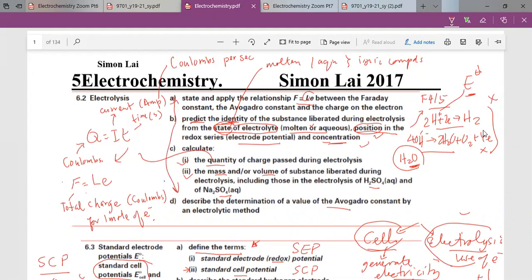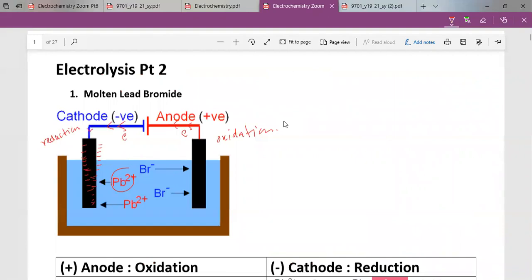So now let's begin. Here I talk about molten, because last week I didn't talk about molten. Let's say this is the first one that you did in Form 5, lead bromide. Lead bromide solid is a non-electrolyte. The favorite question, of course, is why? Because ions are there, but ions are not mobile.